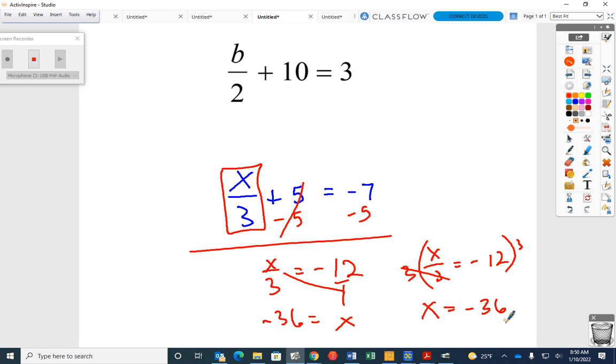Okay, do we understand how we did that first part? Yes, sir. Okay, very good. Now, this next part, it looks more complicated, but it's actually easier, in my opinion.